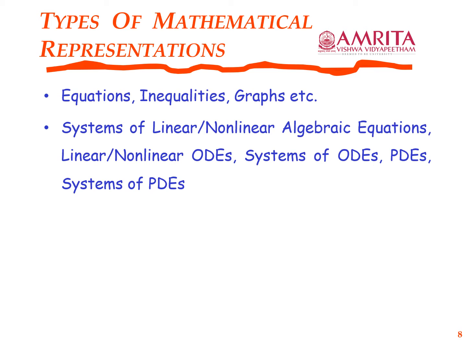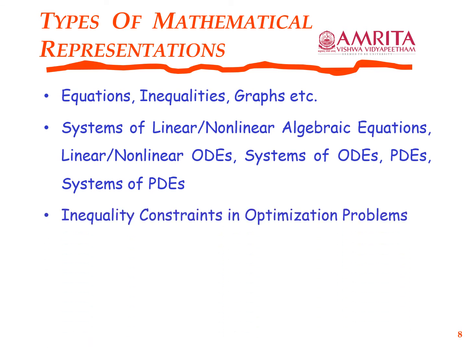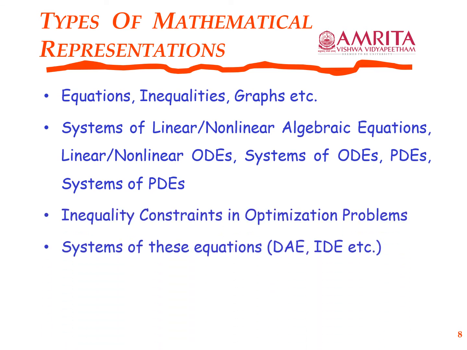If you are looking at equations, you can have either linear algebraic equations or nonlinear algebraic equations, a single equation or a system of equations. Linear ordinary differential equations, nonlinear ordinary differential equations or systems of such ordinary differential equations, systems of partial differential equations, inequality constraints, as I was saying, in optimization problems. And systems of a mixture of these equations, basically some algebraic equations and some ordinary differential equations. Nonlinear algebraic equations, nonlinear partial differential equations. So these are all basically differential algebraic equations, that is DAE, or integro-differential equations. You can even have integral equations.